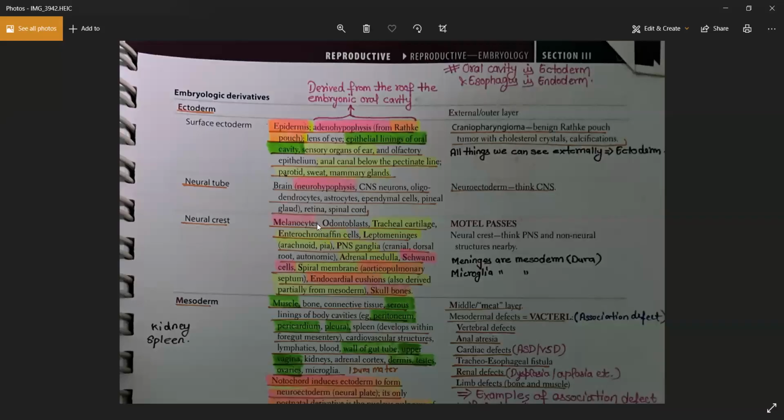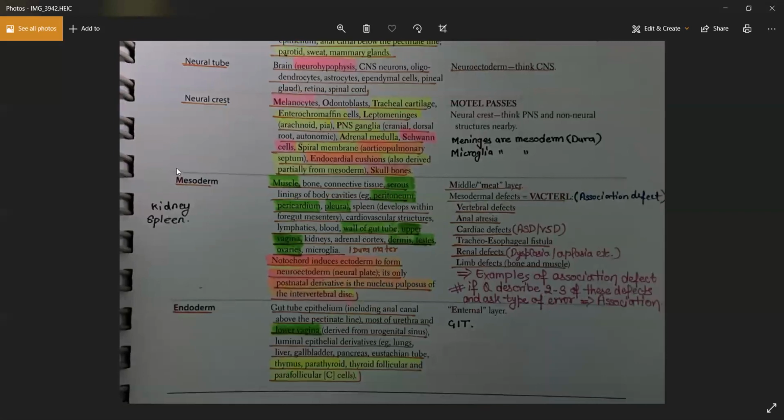So most of these things you already know. The important ones are the tracheal cartilage, enterochromaffin cells, the endocardial cushions, skull bones, and the aorticopulmonary septum. These are the important ones that you must remember. The rest are all obvious things. You have already studied all of them, right?